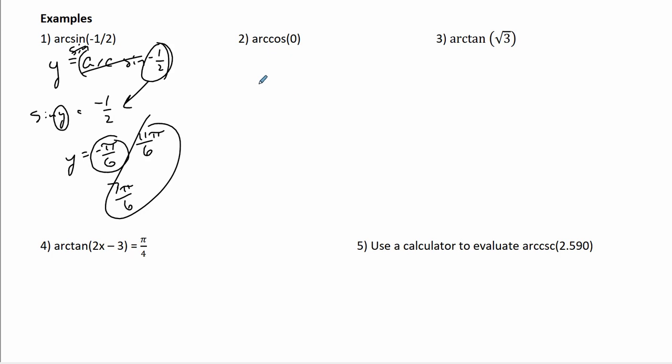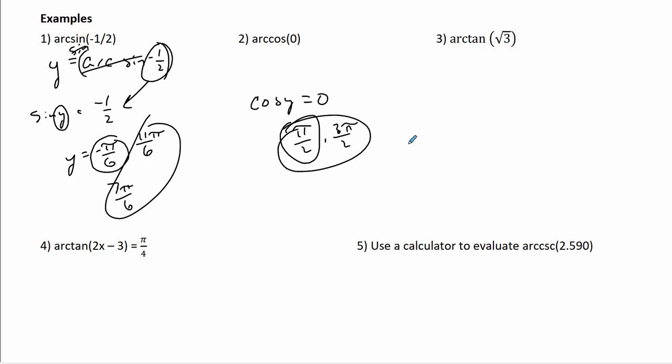Arc cosine of 0, so this is basically when the sine of y is equal to 0. Not sine, why did I say sine? It's cosine of 0. Cosine of y is equal to 0, so what angle gives you 0? This could be π/2, or it could be 3π/2. It all depends on what they're working with. If they're working between 0 and π, then you're going to go here. If they're working between 0 and 2π, then both of these are your answers.